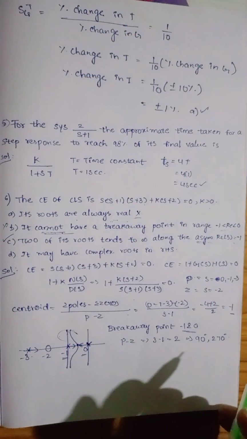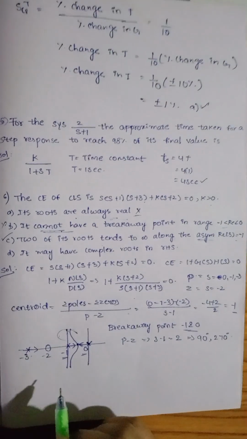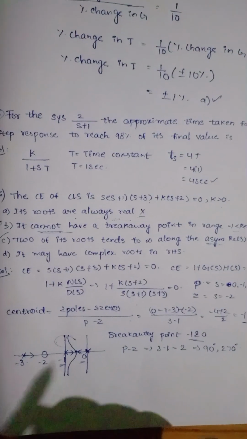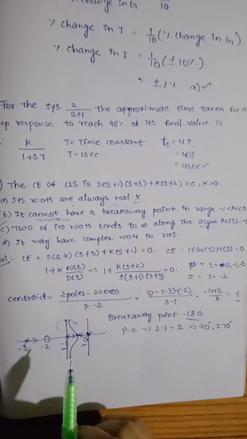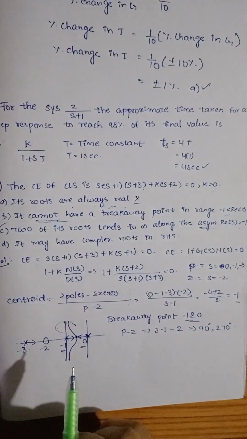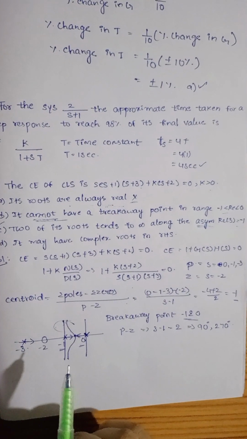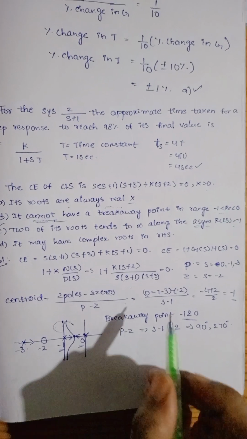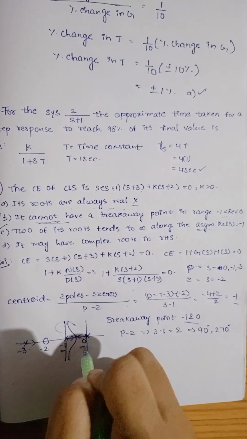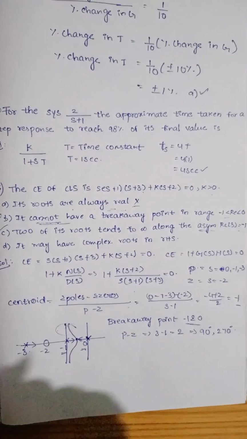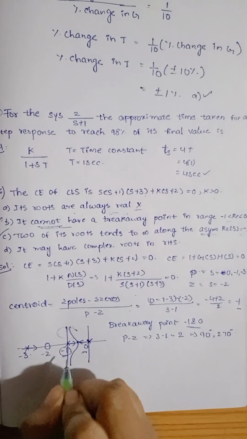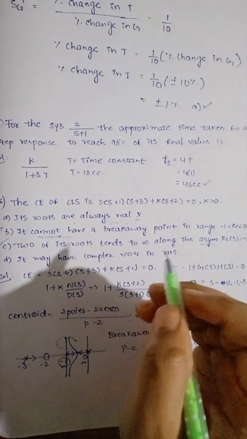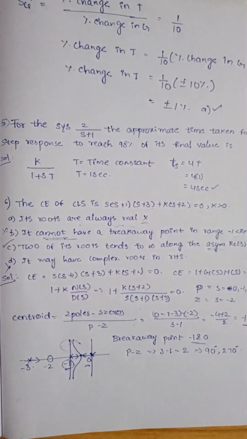It may have complex roots in the right half of the S-plane. It is impossible, because the root locus meets at the breakaway point and then goes towards the asymptotes. For asymptotes we have to draw the centroid. Here the centroid is at minus 1, so we clearly say the asymptotes are not in the right half of the S-plane. Minus 1 is in the left half of the S-plane, so it is only on the left side, so this option is also wrong.